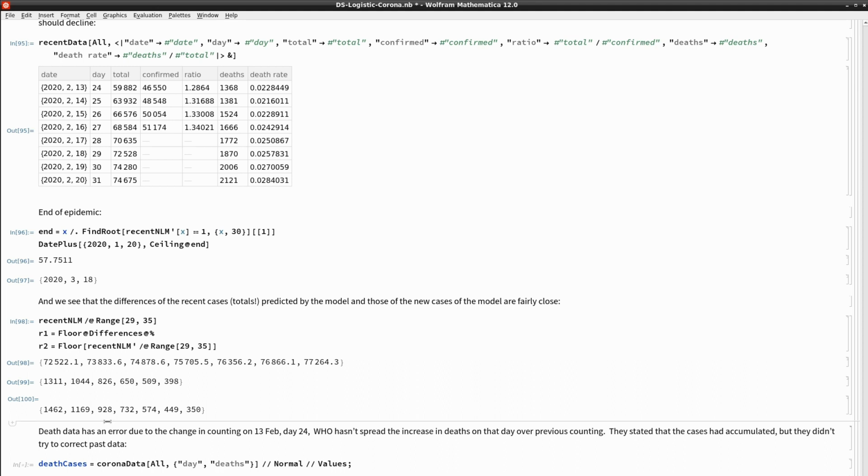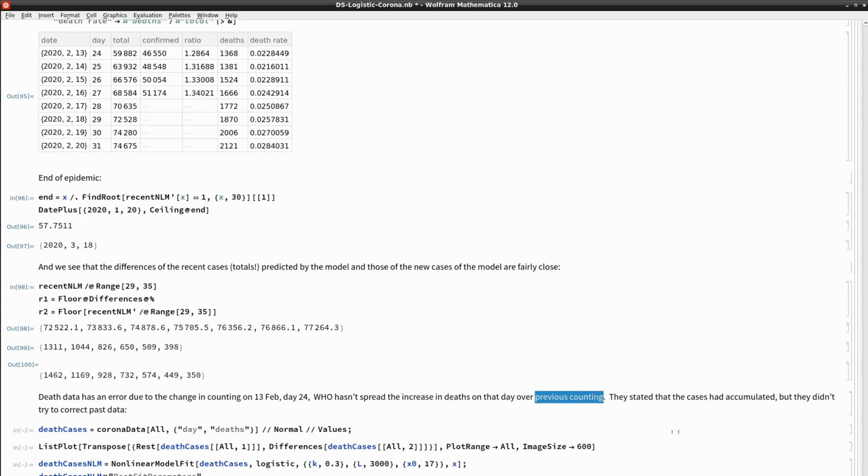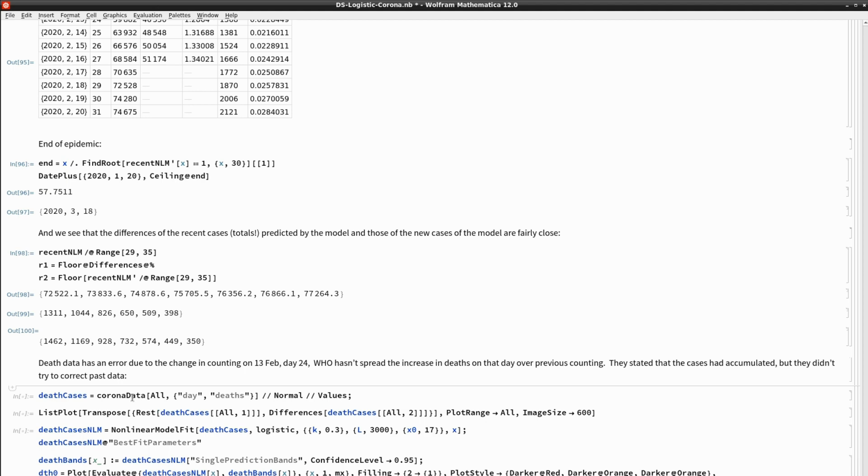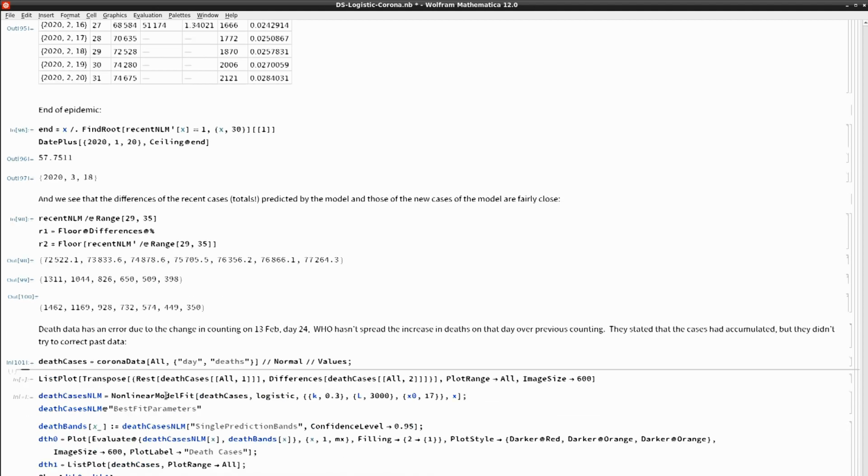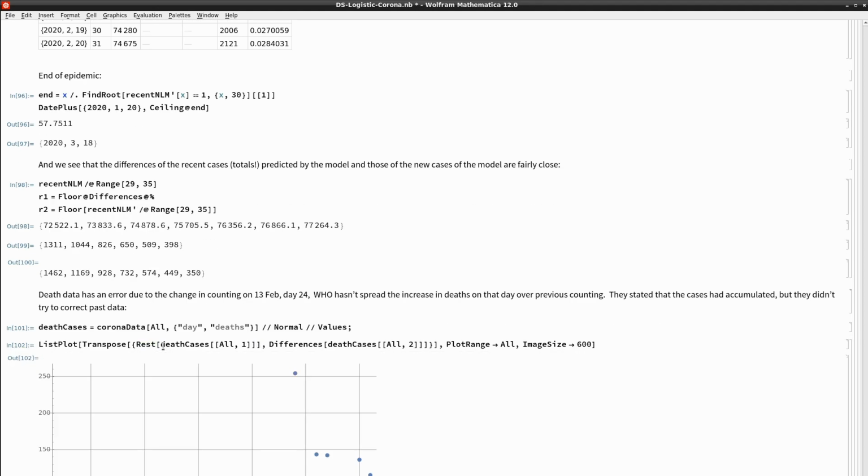Next, I point out that the death data has an error due to the change in counting on February 13. That is because the WHO hasn't spread the increase in deaths on that day over the previous counting. And I think that's highly problematic. They stated that the cases had accumulated, but they didn't try to correct past data. So unfortunately, that means that we're getting a little bit jumpy here.